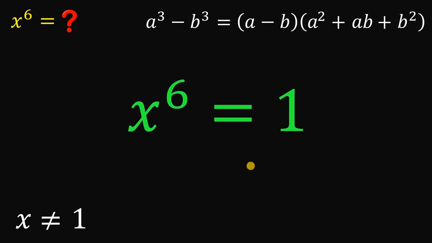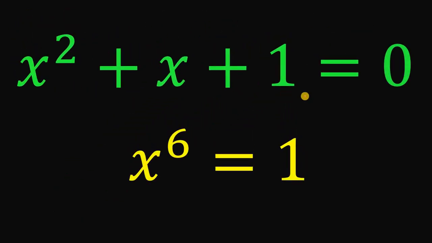Therefore, our answer to this question, given that x squared plus x plus 1 equals 0, is that the value of x raised to the 6th power must be equal to 1. And as always, we are done.